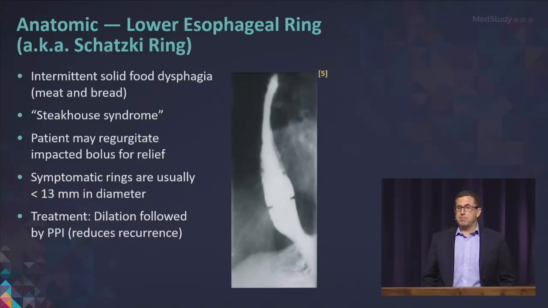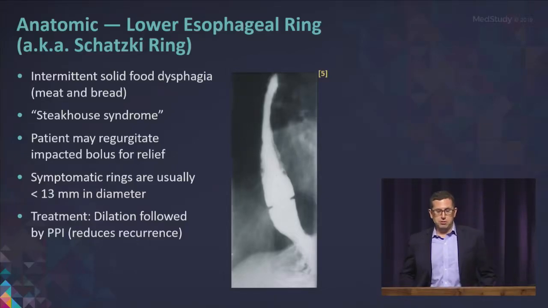The key number to remember in terms of how narrow it could be before a ring becomes symptomatic is 13 millimeters. So that's a key number. And generally, you treat by dilating the ring with a balloon. We could do that during endoscopy, and then adding PPI afterwards, because PPI therapy has been shown to decrease the recurrence of a Schatzki's ring.